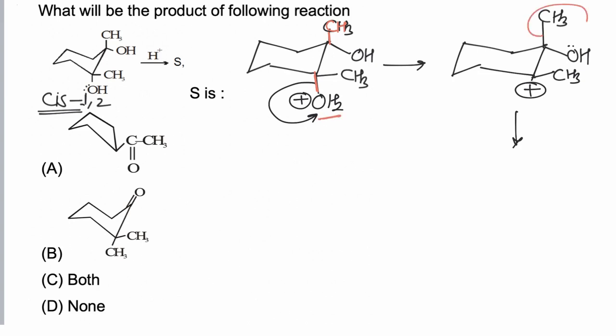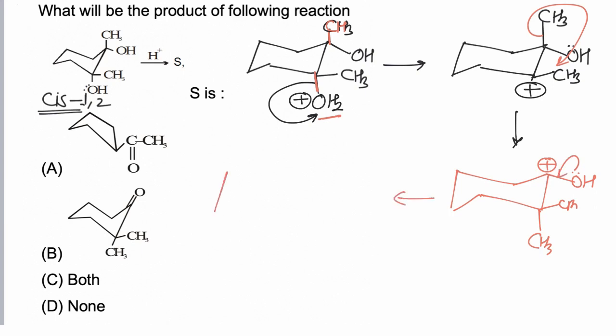So CH3 will migrate, due to which the carbocation formed will be stabilized further by alpha effect of OH group. Now this is stabilized by alpha effect. Lone pair electrons are shifted and which will generate carbonyl compound. So CH3 C double bond O is formed as a final product and hence correct answer is B.